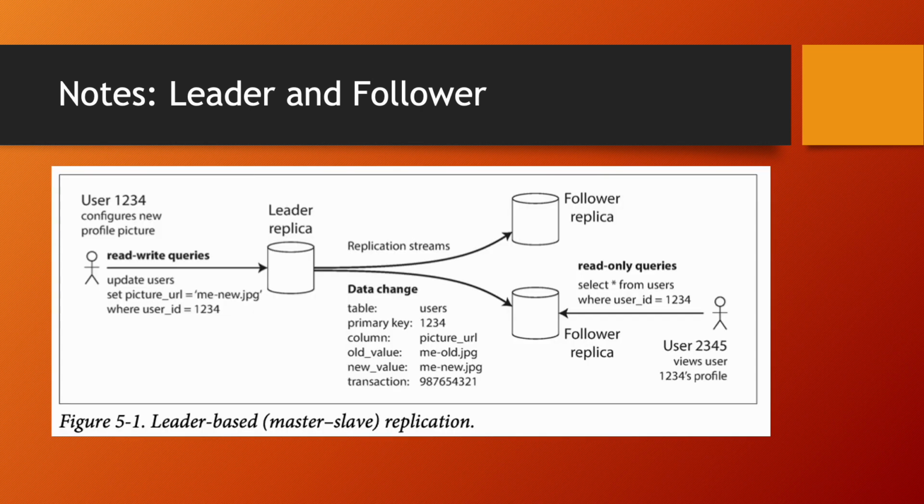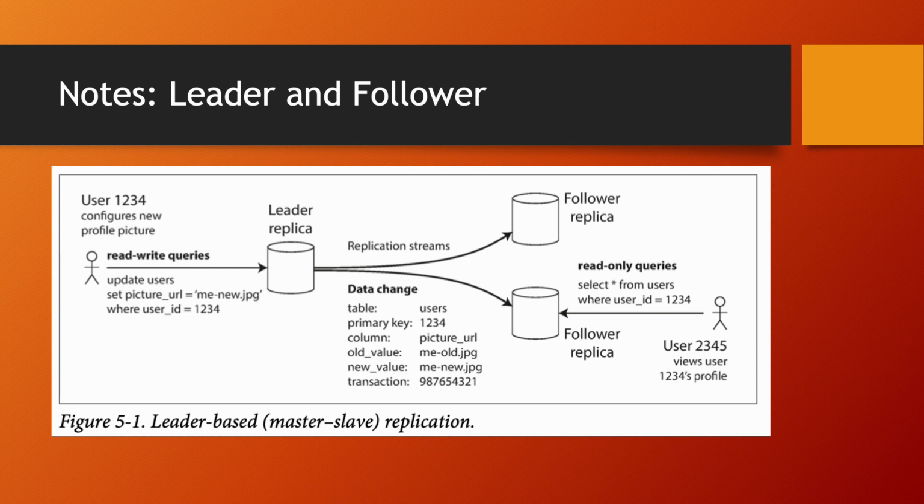Now here is a little cartoon which shows leader-based replication. As you can see from the left-hand side, the user or customer sends read-write queries, and the query goes like: update users, set picture_URL equal to me_new.jpg, where user_ID equal to 1234. Then there is a leader replica which accepts these writes, and it sends a replication log stream to the follower replica.